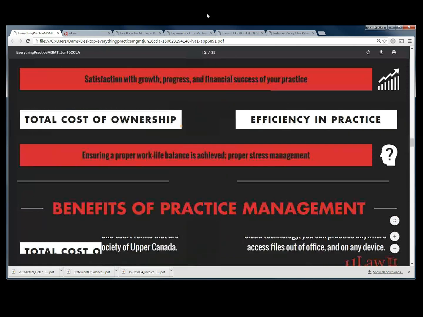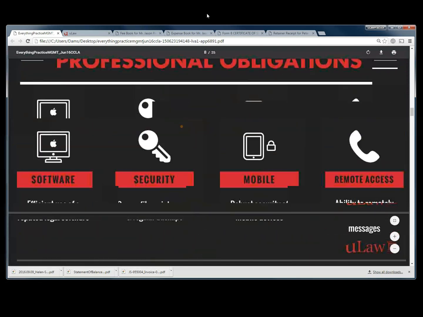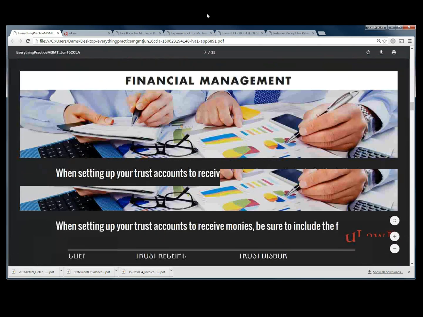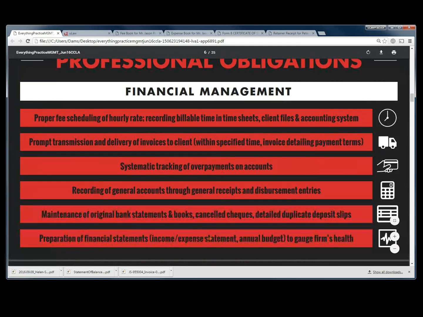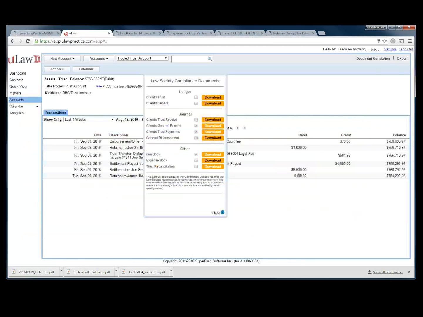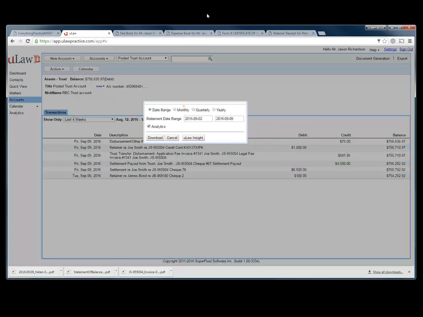So let's go back to the financial management section, and clearly have a proper income and expense statement. Let's do a couple of income and expense statements and see what they look like. I'm going to do an income statement for the year.